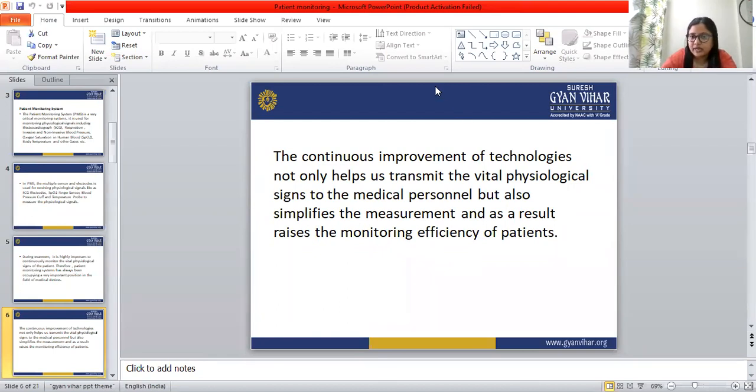So there are lots of researches going on for improving the computerized technology, so that it helps us to transmit the vital physiological signs to the medical healthcare provider. But it also simplifies the measurement, and as a result that raises the monitoring efficiency of the patient.